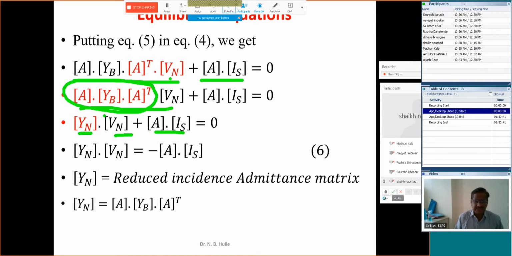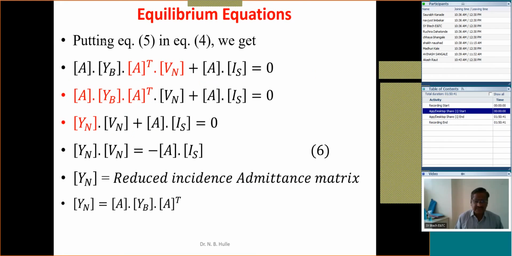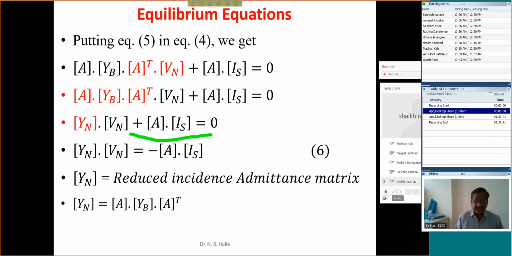What is this YN? This YN is nothing but the reduced incidence admittance matrix. Just like we have the YB, YB is the branch admittance matrix. In the similar way, we are preparing one matrix which is the admittance matrix for the reduced incidence matrix. Is it right? Yes, finally we have this equation. This YN into VN is equal to minus A into IS. Means we will use only this equation for the calculation of the current.